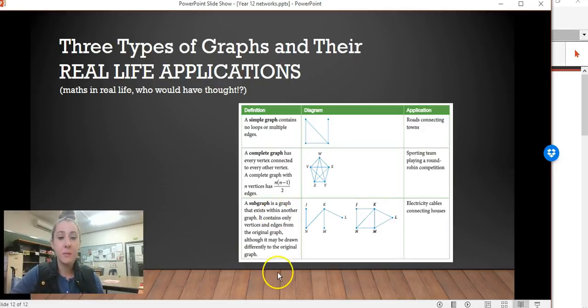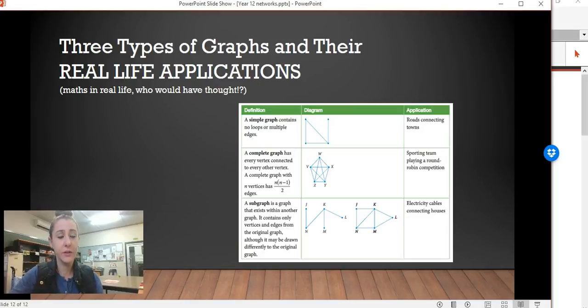Then we move into a subgraph. So that's looking at where they take part of the graph and just represent it like that. So as you can see, this contains some of the information from this graph. So not all of it, but it is the same. So J to N, N to K, K to M and K to L. So they haven't changed any of the information. They've just selected particular parts that they want to display.